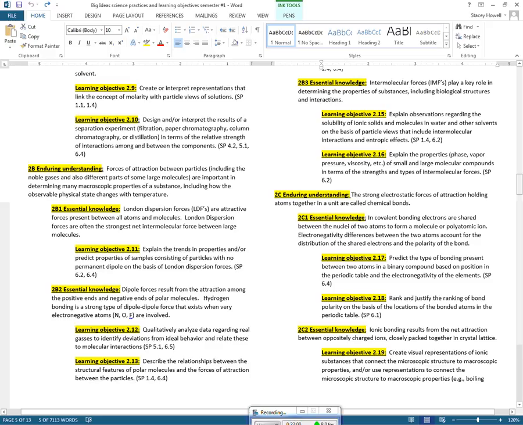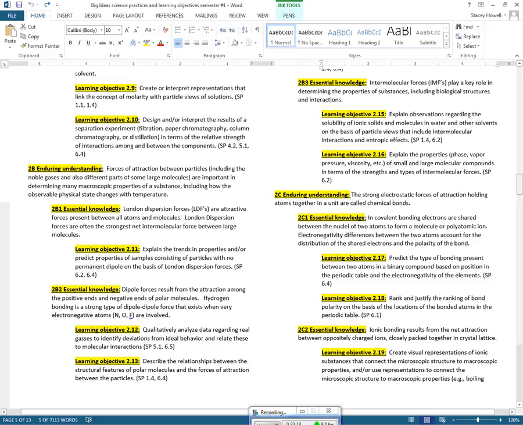Polar dissolves polar. Do not ever say like dissolves like. Okay, they will give you nothing for that on the AP exam. Wait, what? They will give you nothing for like dissolves like, but if you say polar substances dissolve polar substances, they will give you that. So you need to be more descriptive.